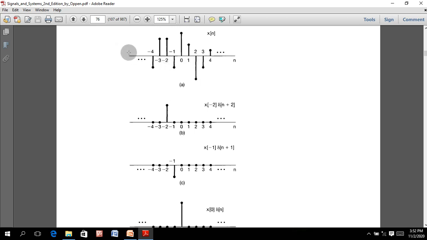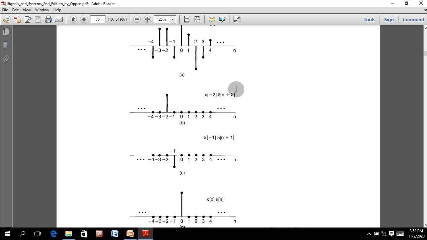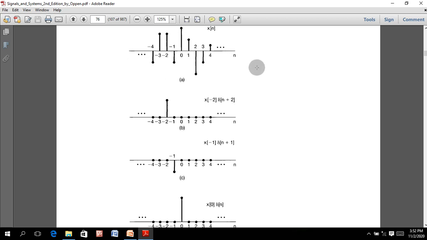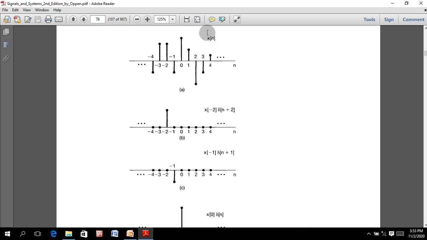It means that a specific signal which has a condition, it's a finite signal, which is in between minus 4 to plus 4, can be rewritten as the combination of 9 different signals, as if we add all these signals, x of minus 2 into del of n plus 2, or x of minus 4 into del of n plus 4, x of minus 3 into del of n plus 3, same way 1, 2, 3, 4, 5, 6, 7, 8, 9, 9 signals. If we add these 9 specific signals, we will get this signal.